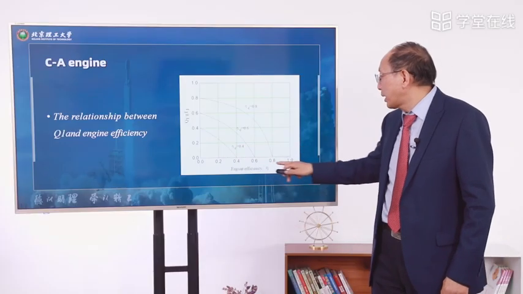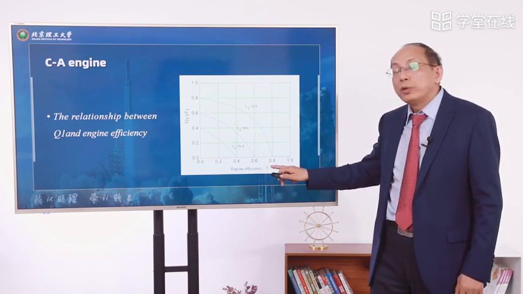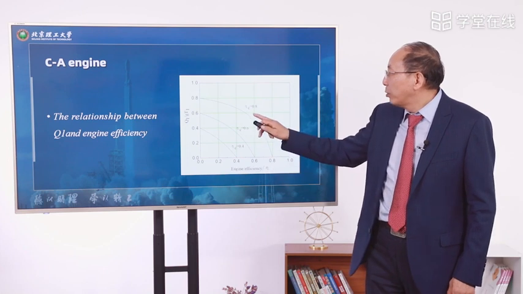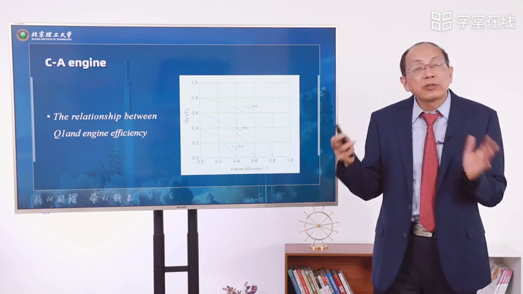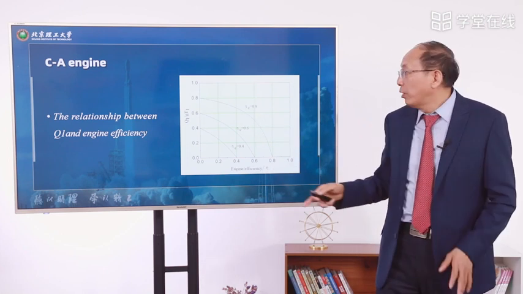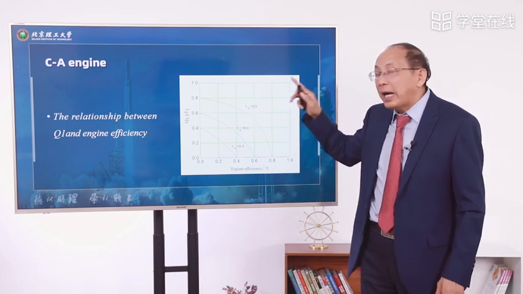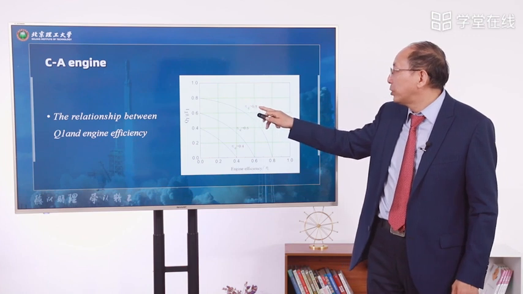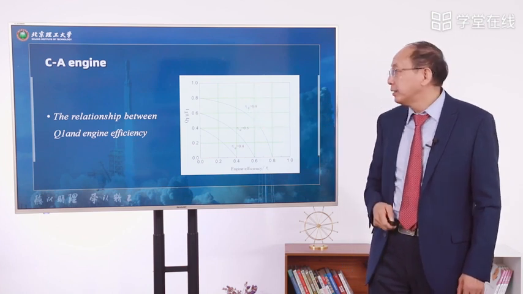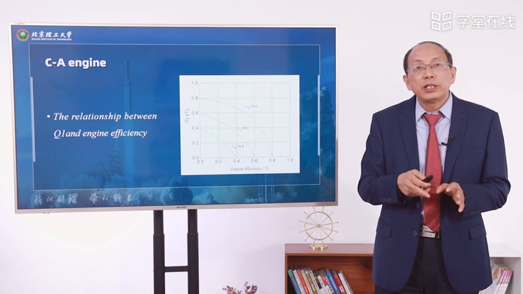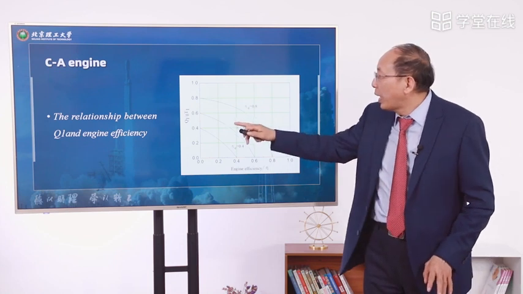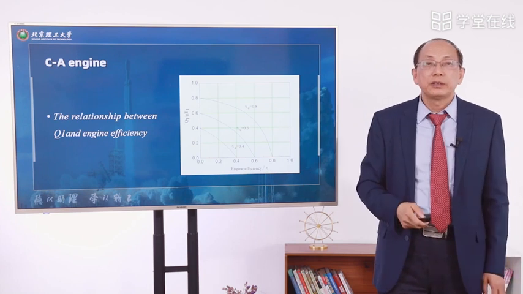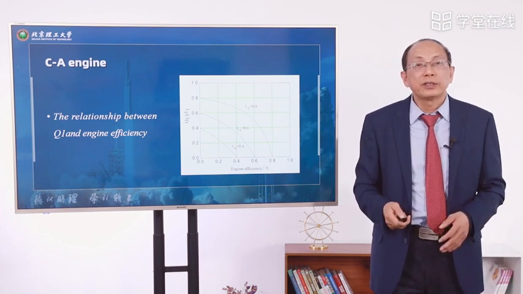The horizontal axis is the engine efficiency. We can find eta C is the Carnot cycle efficiency. You can find for any Carnot efficiency, for example, eta C equals 0.8, the bigger the engine efficiency, the more Q1 over G T1 decreases.